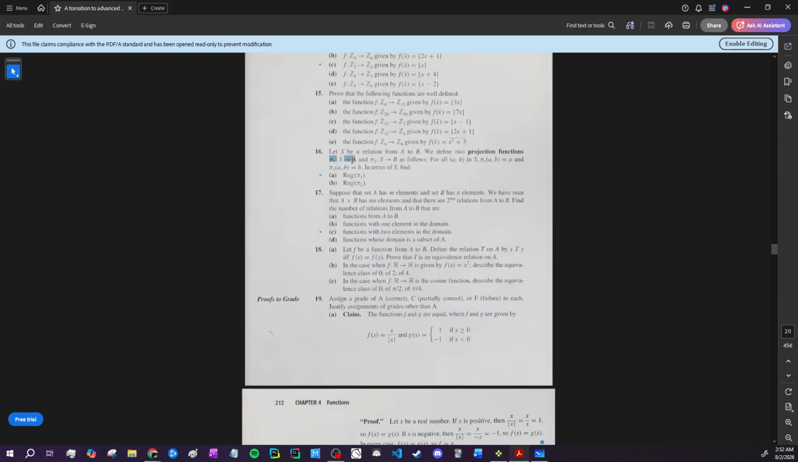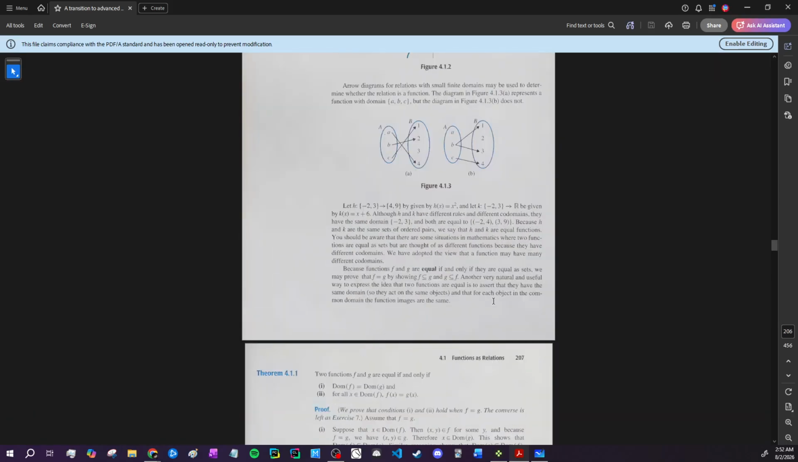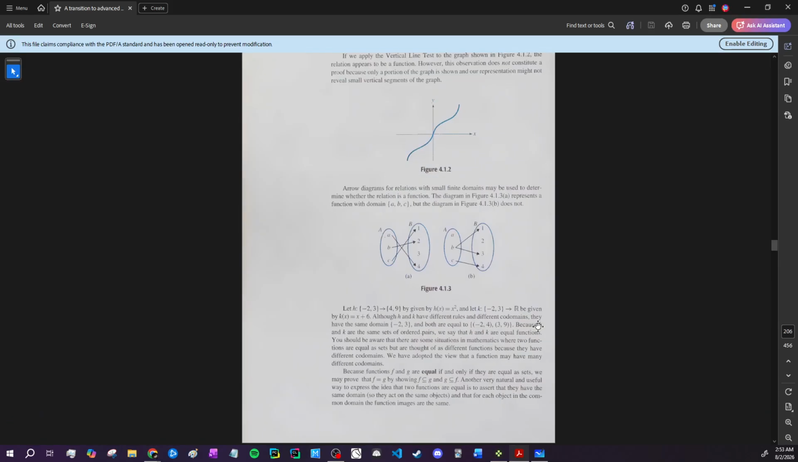So pi 1 is S mapped to A. So apparently every single value of A, or I think it's a pair, right? Because it's a function, right? Because S is a function, or no, that's actually a relation, to be fair with you. I guess this syntax is confusing. Because S be a relation from A to B, what does that even mean in the first place?